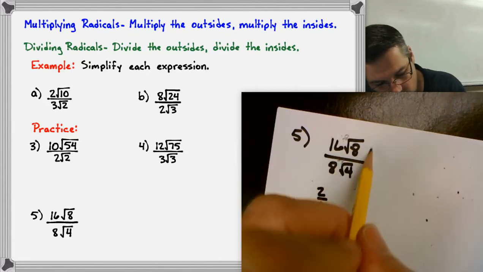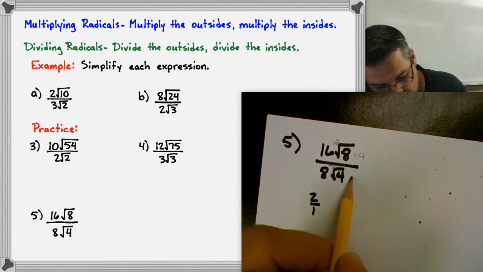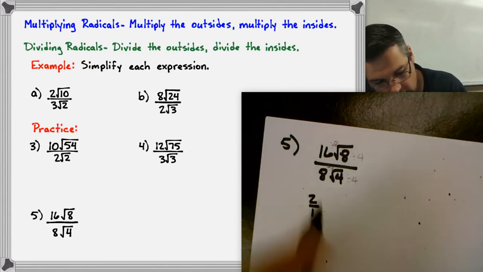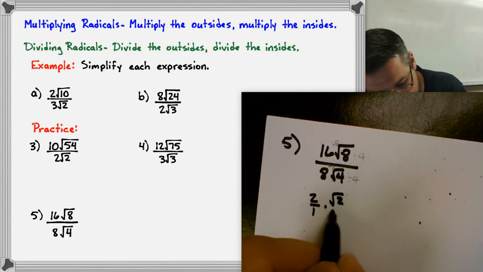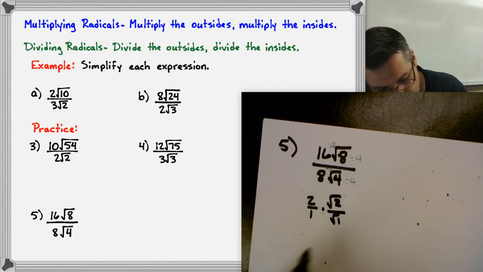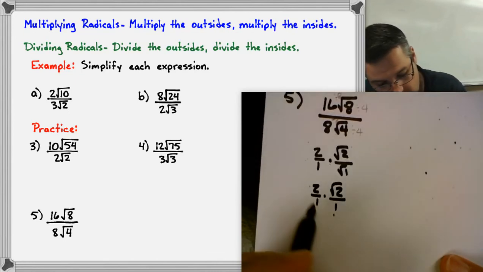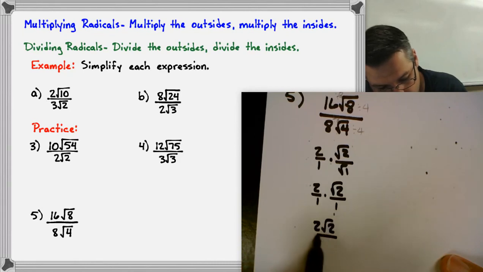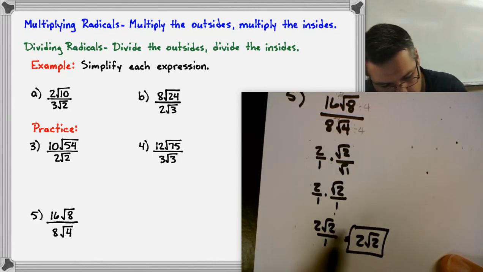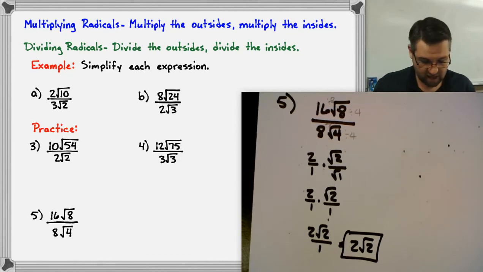And the 8 and the 4 have a common factor of 4, so we'll divide each of those by 4. And so we end up with the square root of 2 over the square root of 1. Now the square root of 1 is just 1, so we have 2 over 1 times radical 2 over 1. And so that becomes 2 radical 2 over 1, which is 2 radical 2. So that is how you divide radicals.